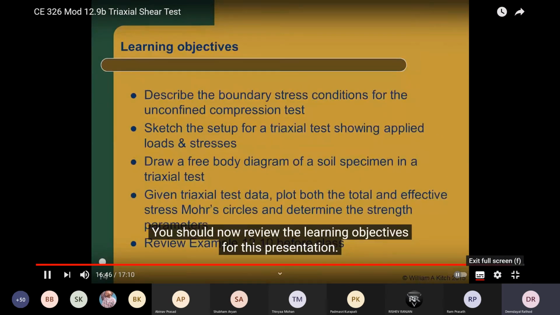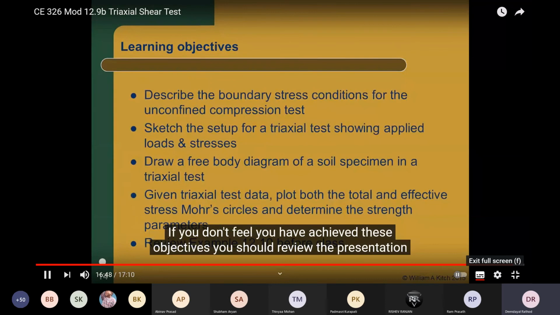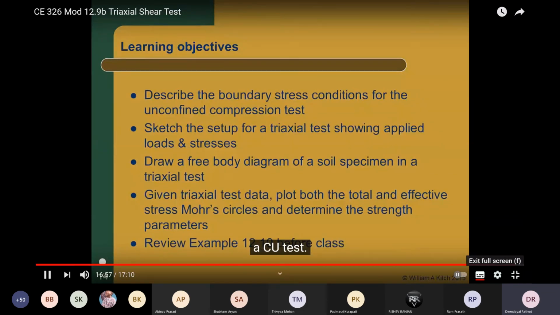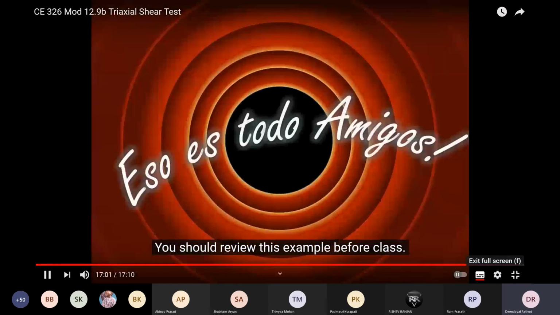You should now review the learning objectives for this presentation. If you don't feel you've achieved these objectives, now would be a good time to review the presentation. Example 12.10 in your text presents data from a CU test. You should review this example before class.